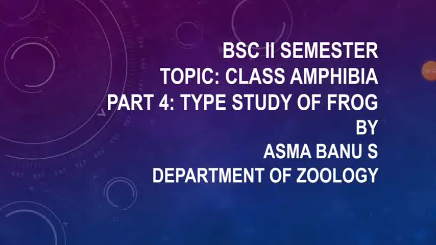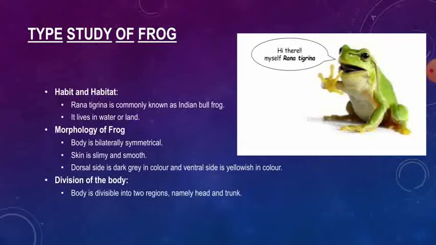Hello everyone. In the last class I explained the classification of the class Amphibia. Today let us learn about the type study of frog. The frog comes under the kingdom Animalia, phylum Chordata, superclass Tetrapoda, class Amphibia, order Anura, genus Rana, species Tigrina. So here you can see, this is Rana tigrina.